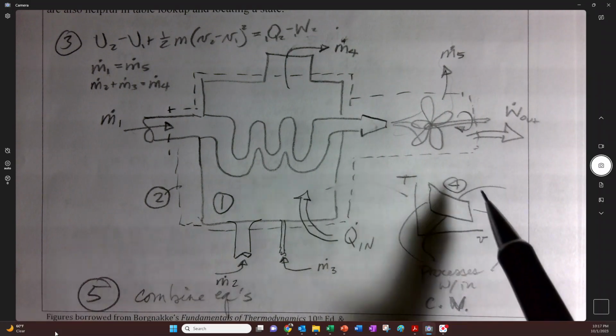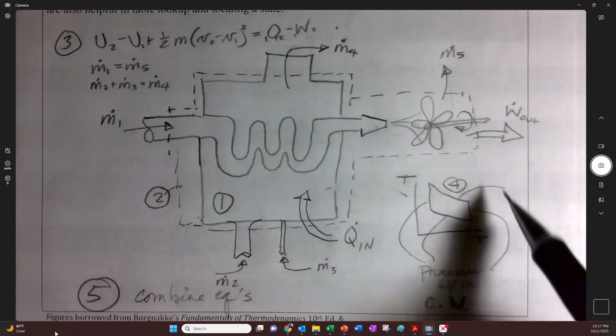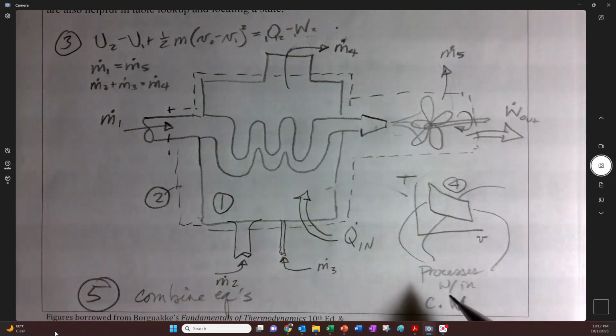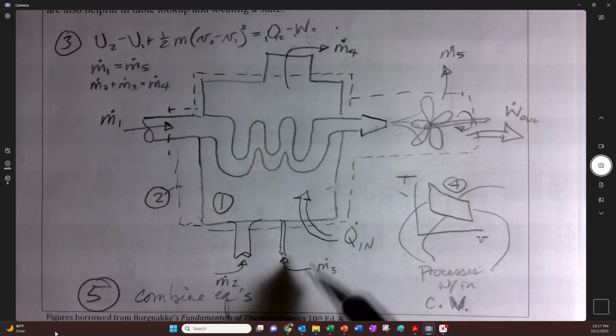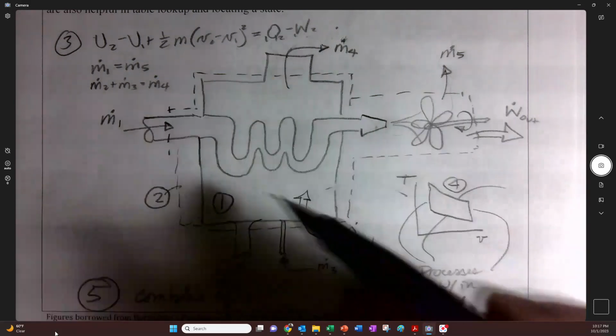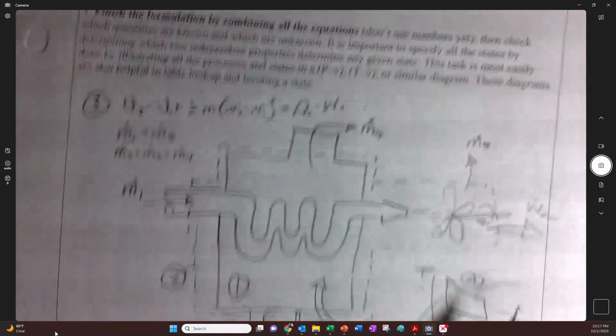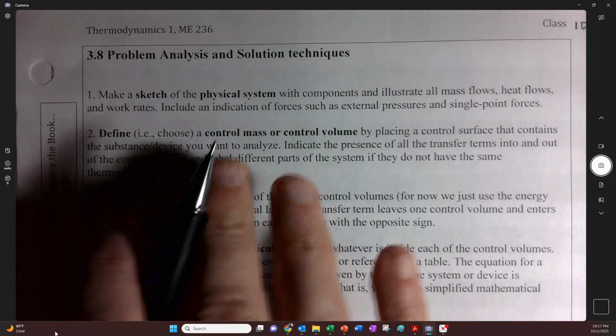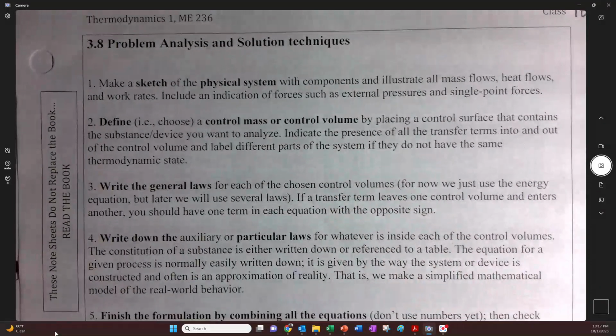And then step 4, maybe there's some kind of cycle going on in between there. So these are the processes that I'm talking about inside. And then step 5, I combine all the equations and try to find the main things I want to find. So in the process, and no pun intended there, of going through this, you will think. This is where the critical thinking takes place.